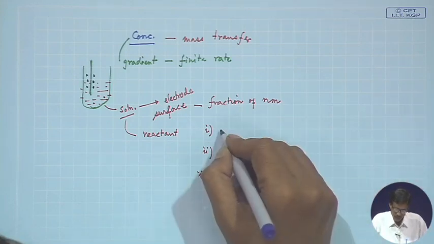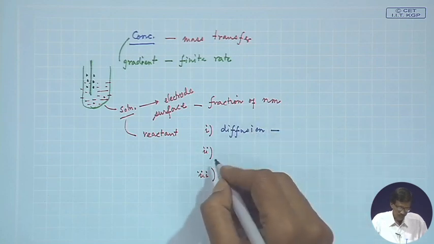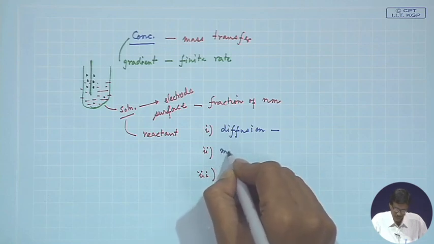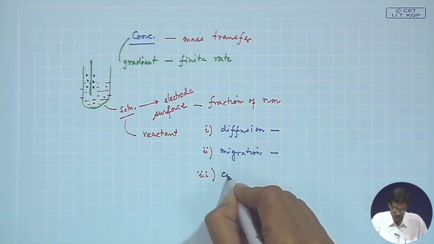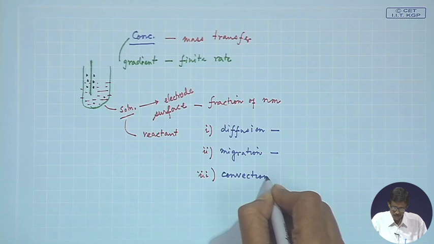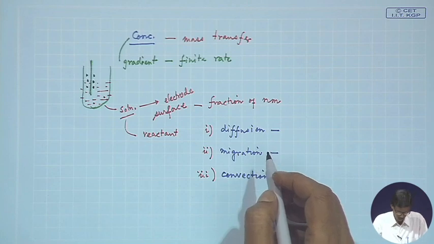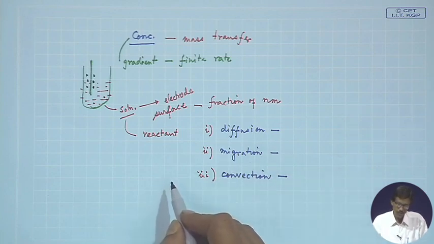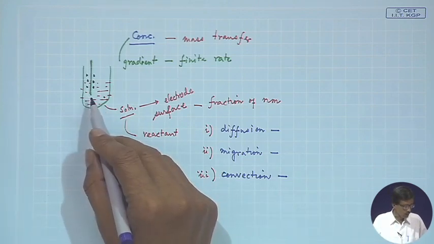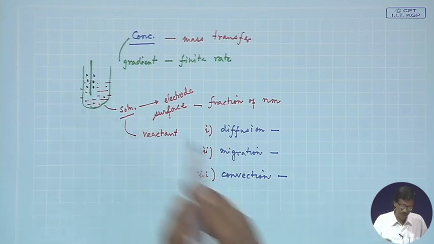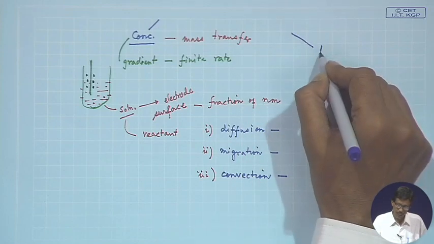One is diffusion, second one is migration, and third one is convection. These are responsible for the transfer of your species from the solution to the electrode surface, and that is very important. Then the second one is the kinetic one.